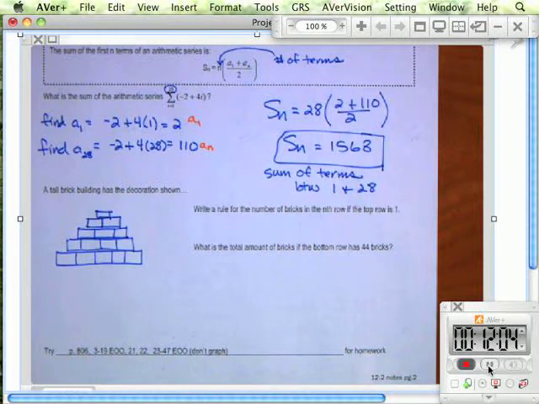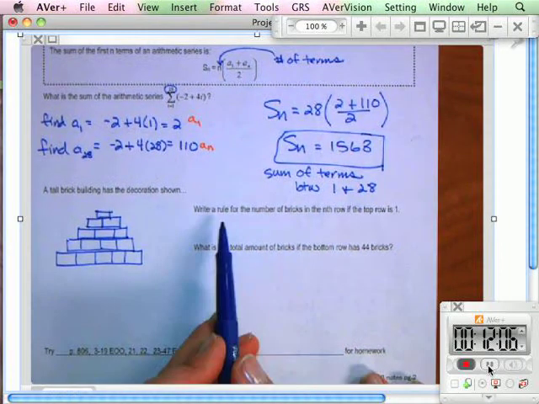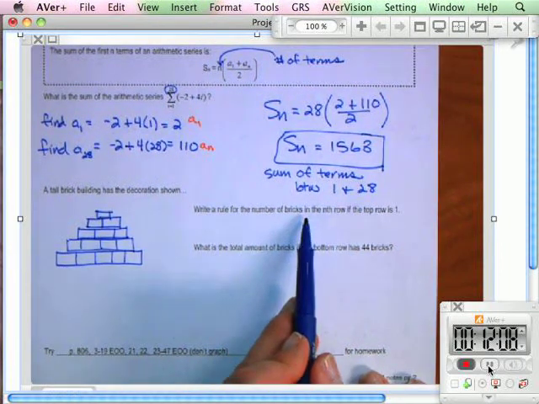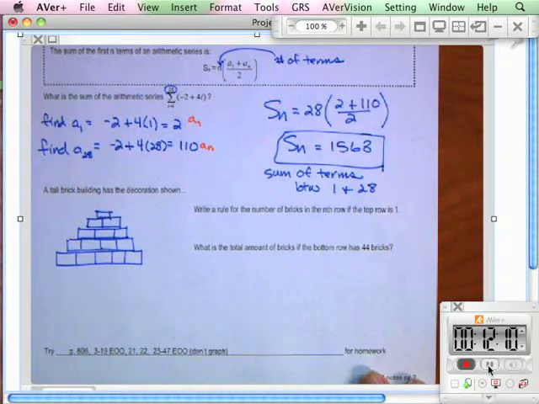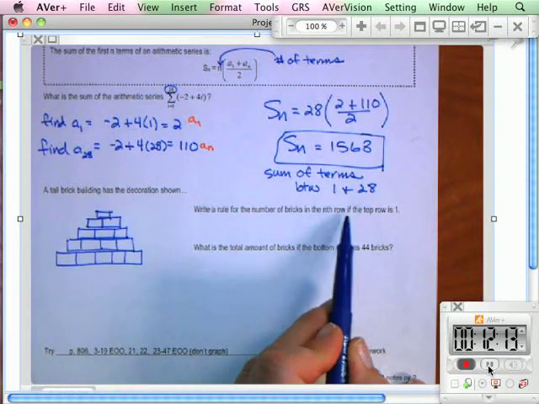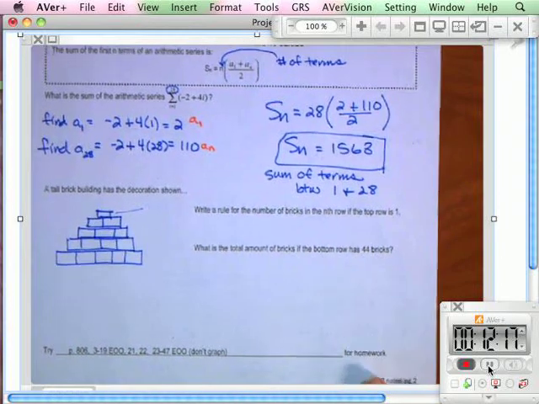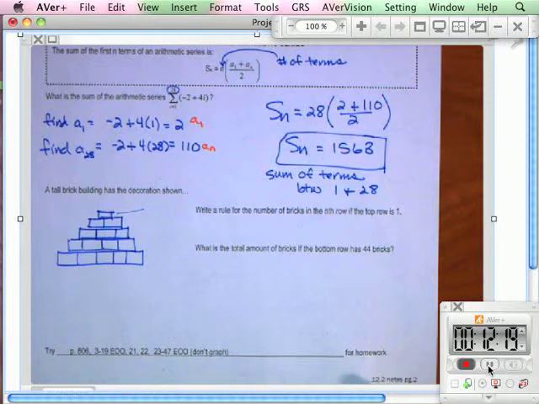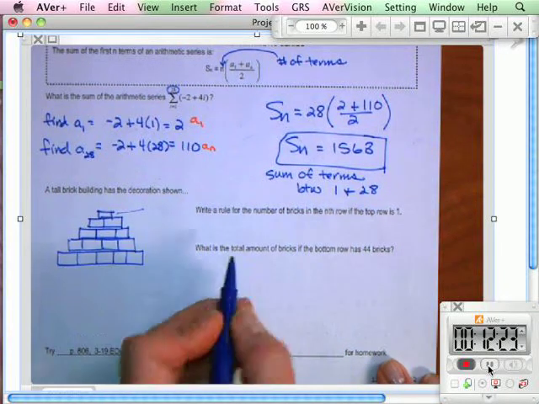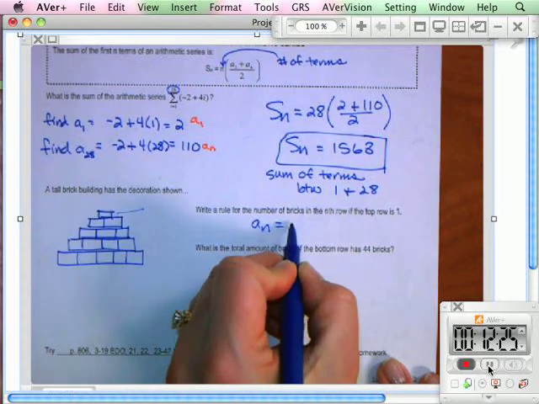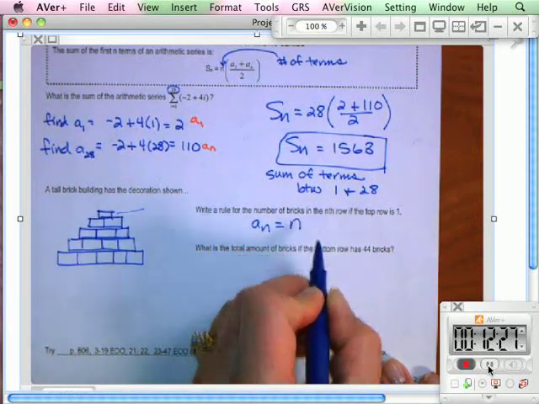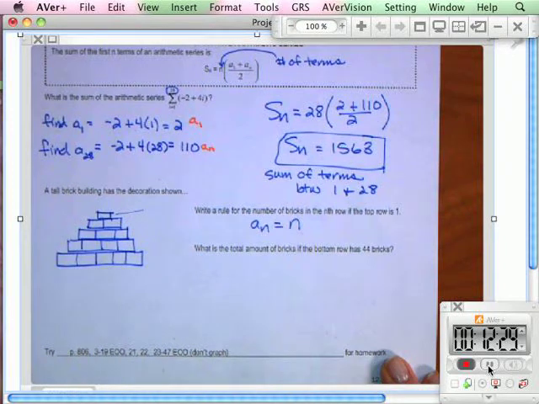Okay, write a rule for the number of bricks. How many bricks are there in the nth row if the top row is 1? So this is row 1. How many bricks are in there? 1. So it's really just going to be A of n equals n. If I was in the second row, there's 2 bricks. The third row, there's 3 bricks. Correct? That's my rule. That's way too easy, isn't it?